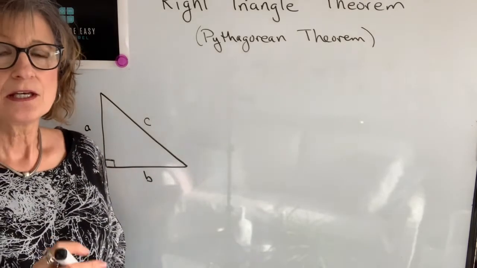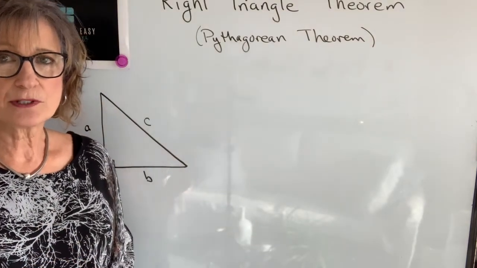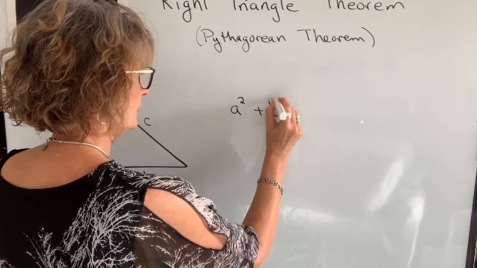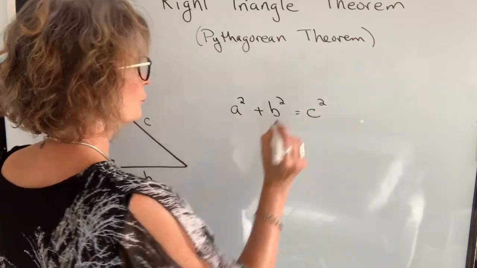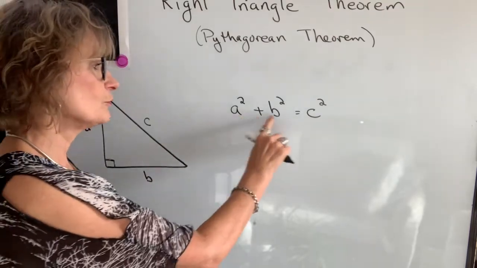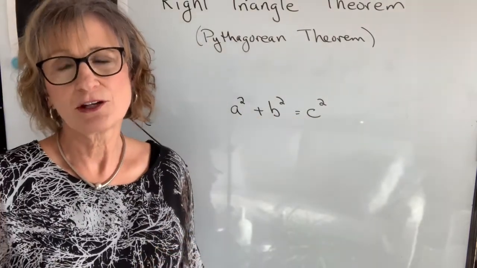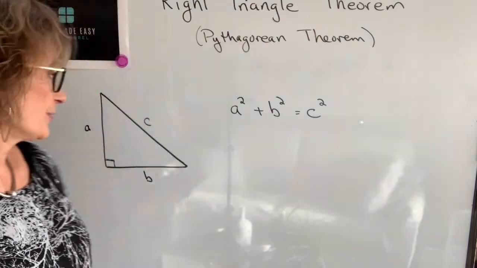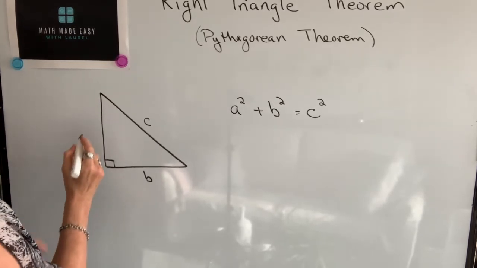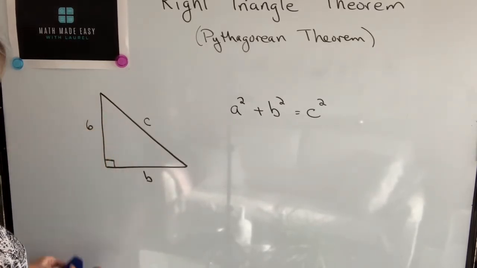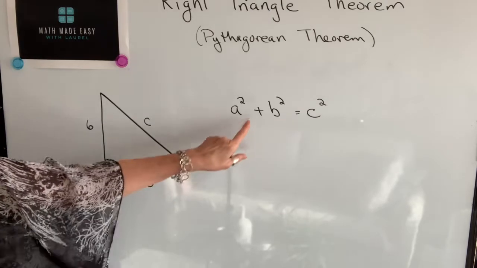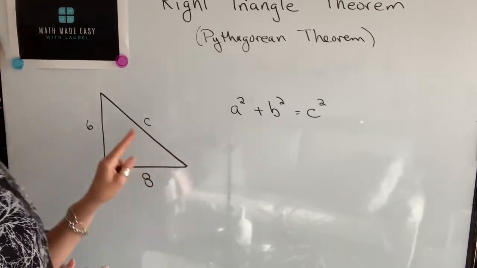That doesn't matter. The important thing is there's a theorem between these three sides which states that A squared plus B squared will equal C squared. And this will be true for every right triangle. If you know two sides of your right triangle, this theorem allows you to find the third side. So if, for example, we knew that this length is 6 units long and this length is 8 units long, we can use this theorem to find the length of the hypotenuse or the length of side C.